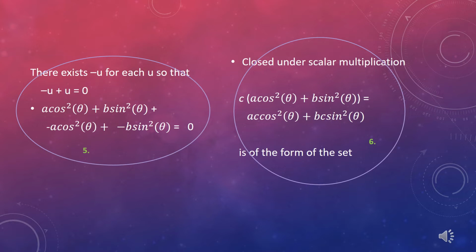Is it closed under scalar multiplication? Yes, it is. If I have an expression that's a cosine squared plus b sine squared, and I multiply by another scalar, I'm just going to create a different scalar times cosine squared plus a different scalar times sine squared. It'll still be of that same form.